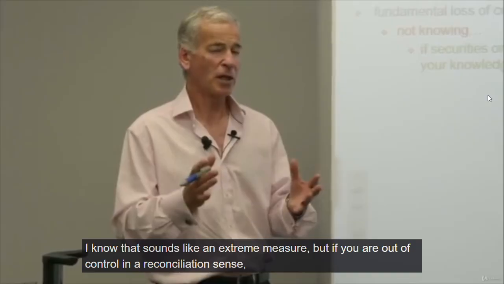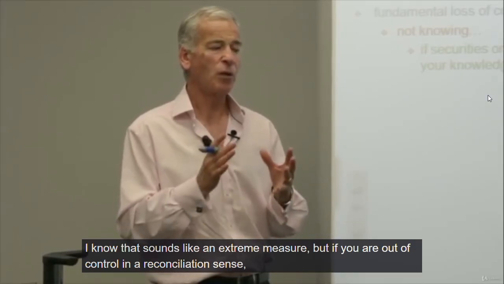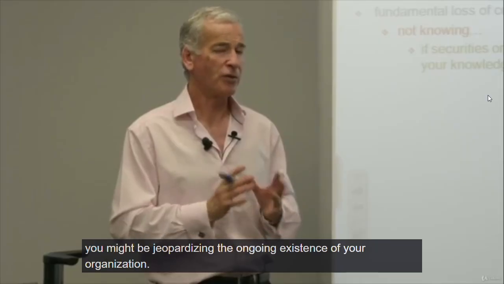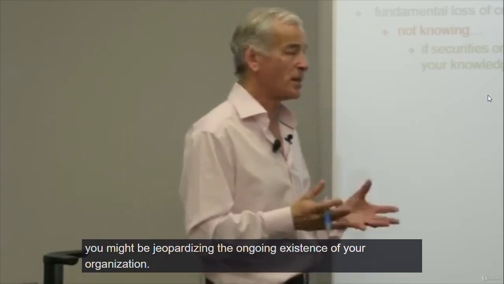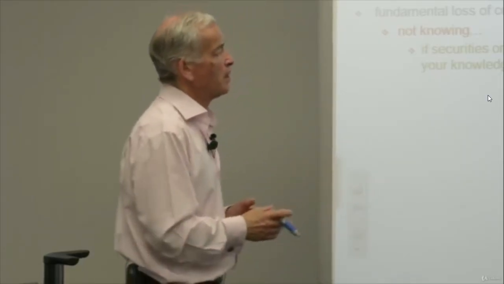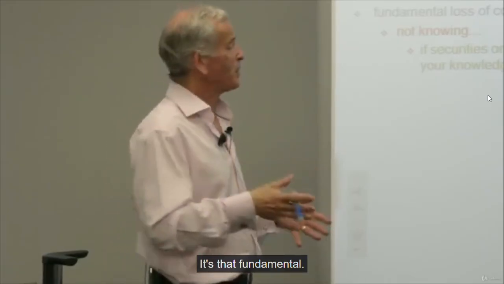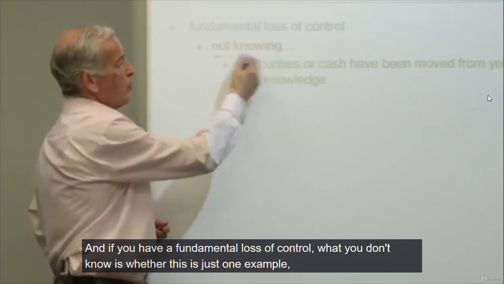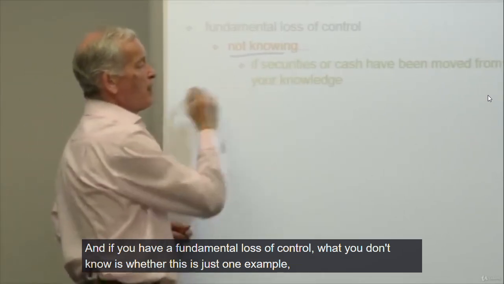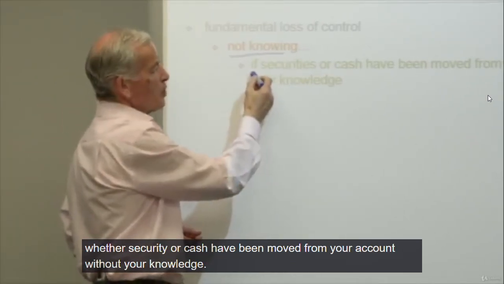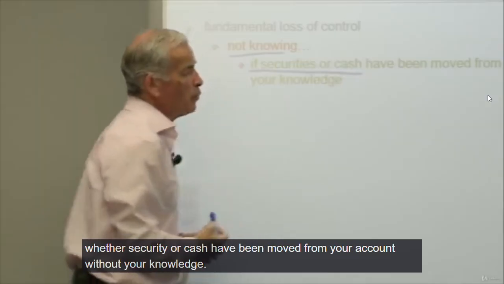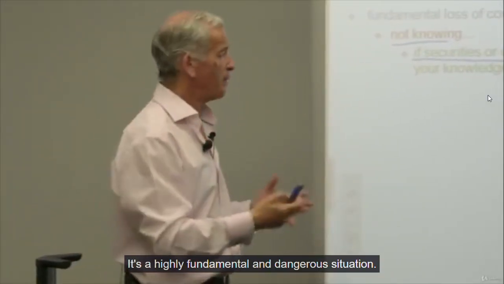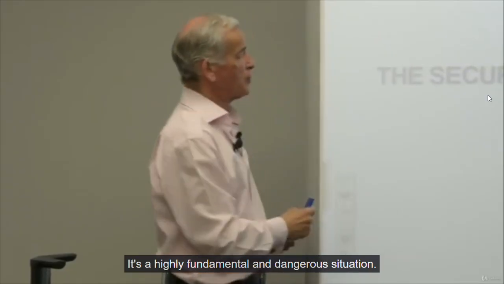I know that sounds like an extreme measure, but if you are out of control in a reconciliation sense, you might be jeopardising the ongoing existence of your organisation. It's that fundamental. And if you have a fundamental loss of control, what you don't know is whether, and this is just one example, whether securities or cash had been moved from your account without your knowledge. It's a highly fundamental and dangerous situation.